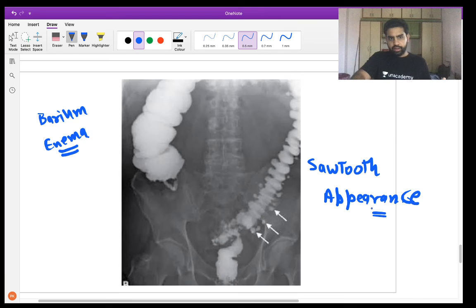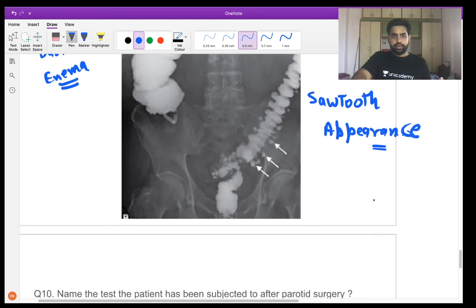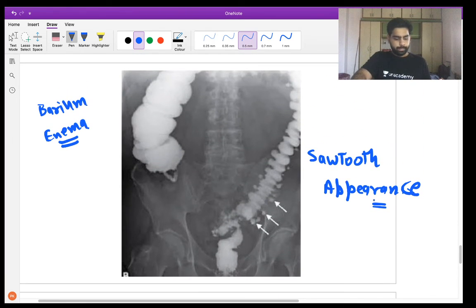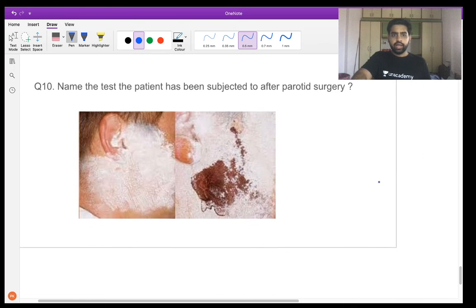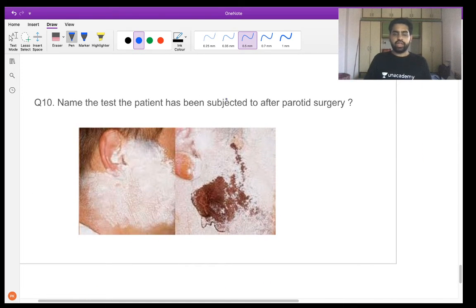Okay, right. Now let's move on to the last particular thing. Name the test which this patient has been subjected to after the parotid surgery. So you performed the parotid surgery in the patient, and after that you subjected the patient to some particular test. I want to know what is the name of this test. Can you tell me the name of this test? I'm waiting for you guys. Please tell me what is the name of the test.